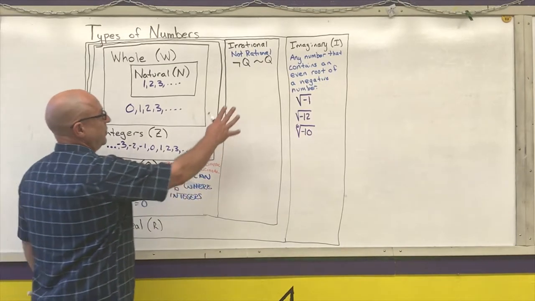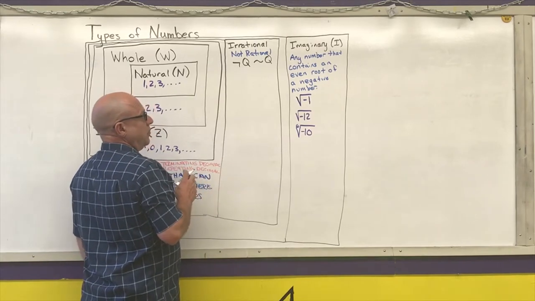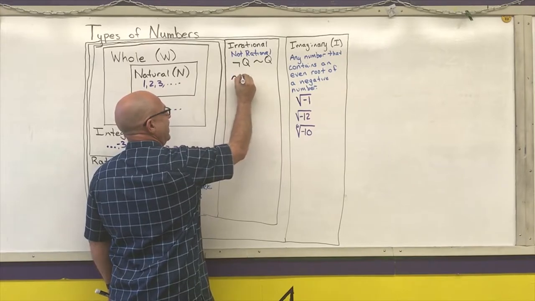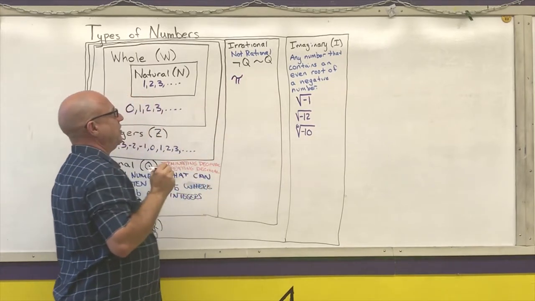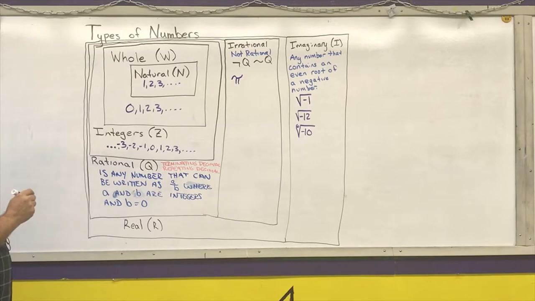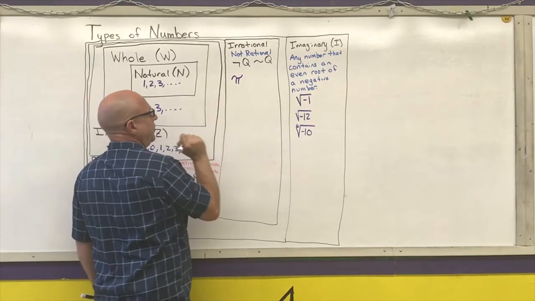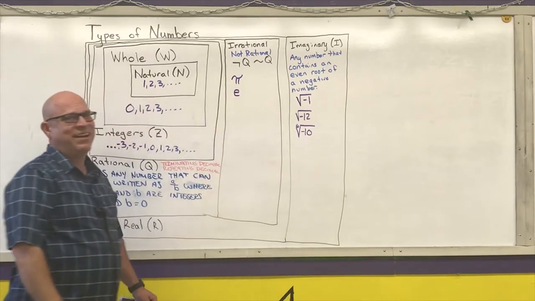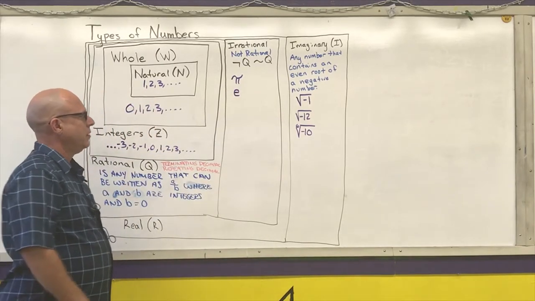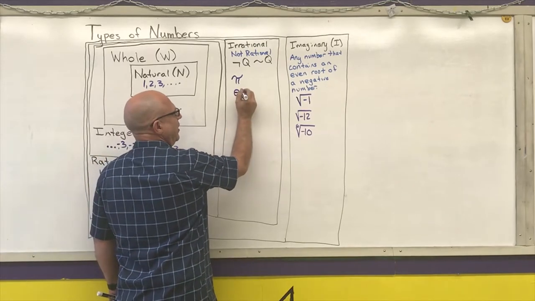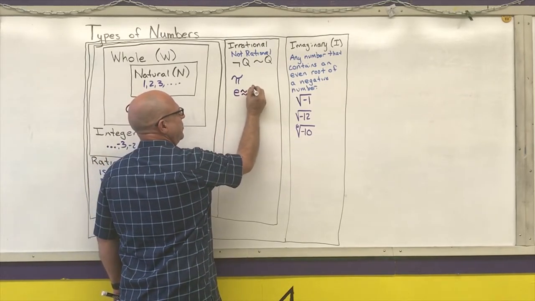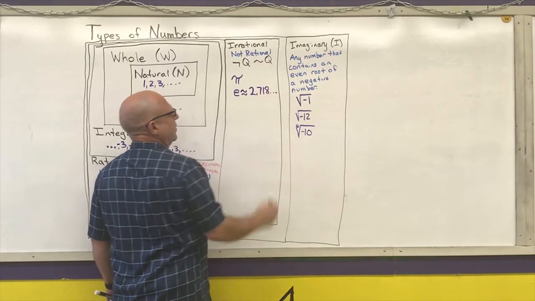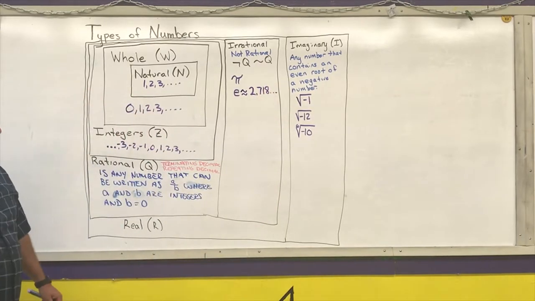I forgot to give you symbols of irrational numbers. Some of the irrational numbers are pi, whose decimal never terminates. It goes on forever. You may have seen, or may not have seen, Euler's number, which is the lowercase letter e. And this is another number that never repeats. It starts at 2.71828 and keeps on going.